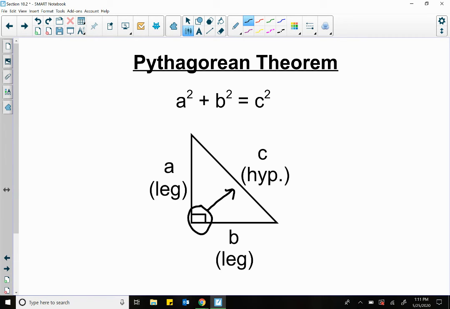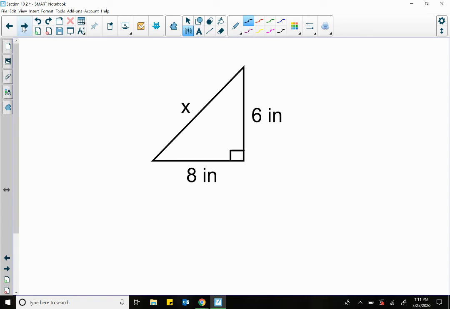Okay? The legs form the right angle. C is the hypotenuse, which is the largest side. It is across from the right angle. All right? So what they're going to give you in your assignment, here's a right triangle. Solve for x. Go ahead, pause the video, and do that. Go.